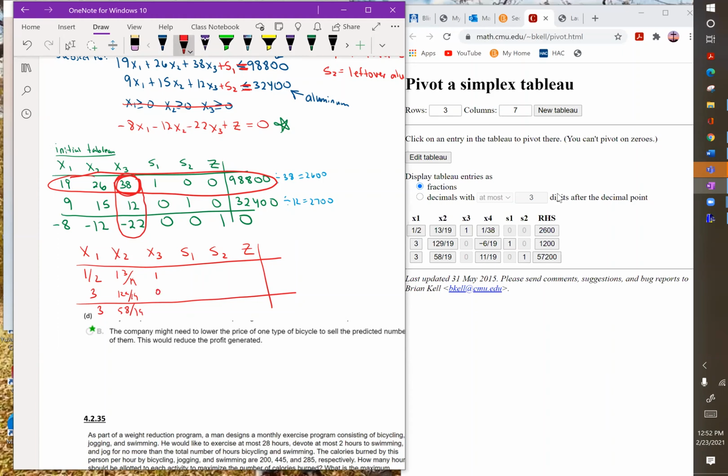All right, so 1, 0, 0. And then our S1 is like 1 over 38. Ugly stuff. S2 is 0, 1, 0, and then 0, 0, 1, and then 2,600, 1,200, 57,200. All right. So I wrote down my new tableau.